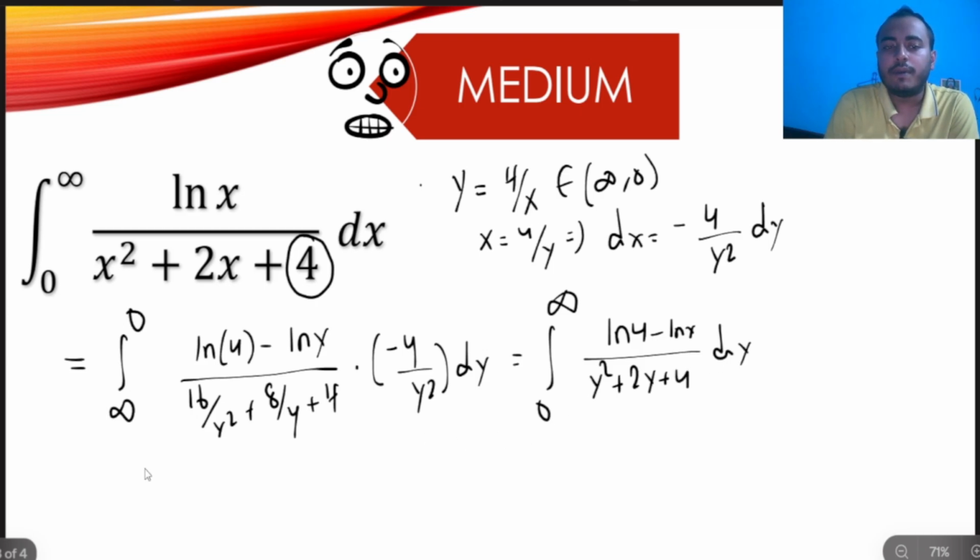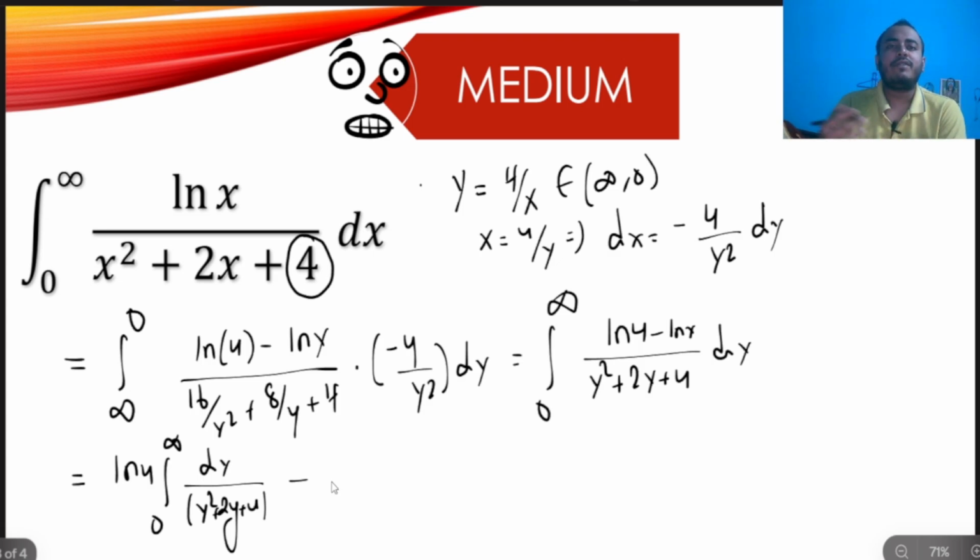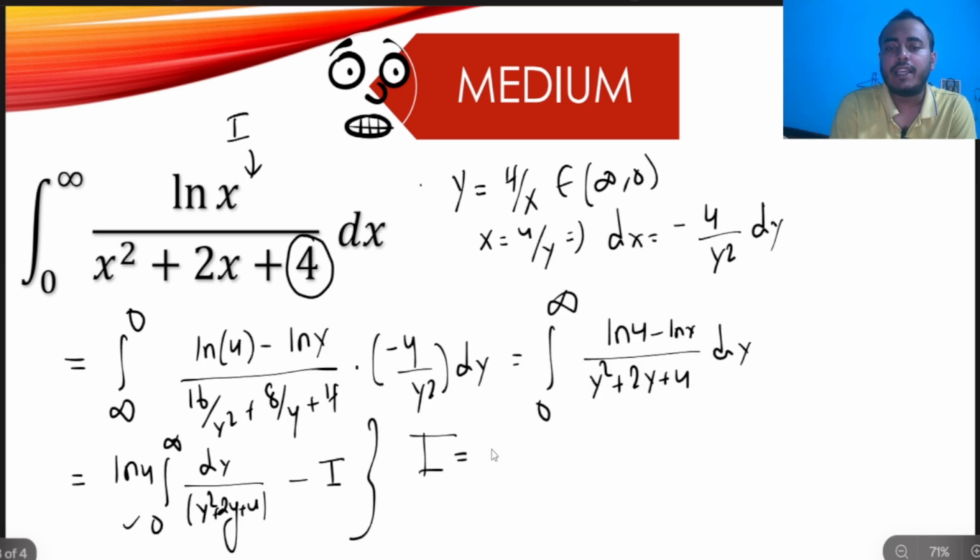And you can separate this into two parts. So you can simply write this first integral as ln of 4, integral from 0 to infinity of dy by y squared plus 2y plus 4. And then you can write again the integral from 0 to infinity of ln of y by y squared plus 2y plus 4. But if you remember, this is the integral we started with. So if this integral is I, the next integral is I as well. From the equation, we get I equals this minus I. So 2I should be equal to this integral, solving for I. Therefore, our actual answer should be I equals ln of 4 by 2, integral from 0 to infinity of dy divided by y squared plus 2y plus 4.